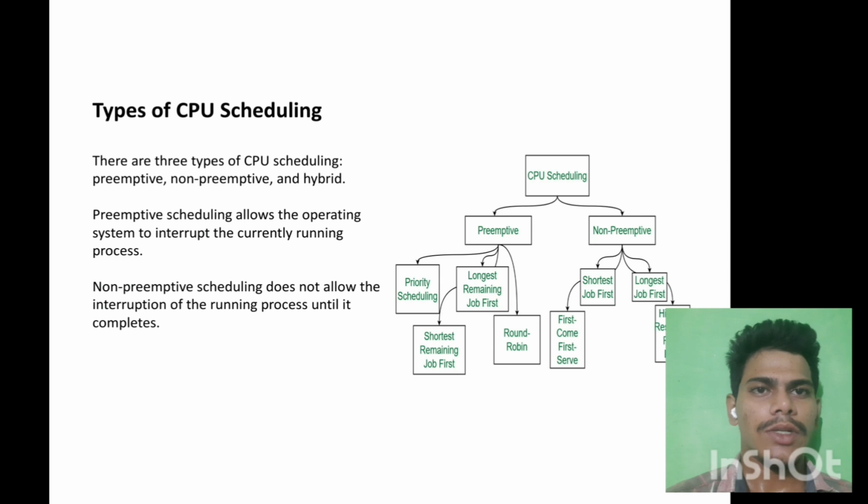Types of CPU scheduling. There are three types of CPU scheduling: preemptive, non-preemptive, and hybrid. Preemptive scheduling allows the operating system to interrupt the currently running process. Non-preemptive scheduling does not allow the interruption of the running process until it completes.